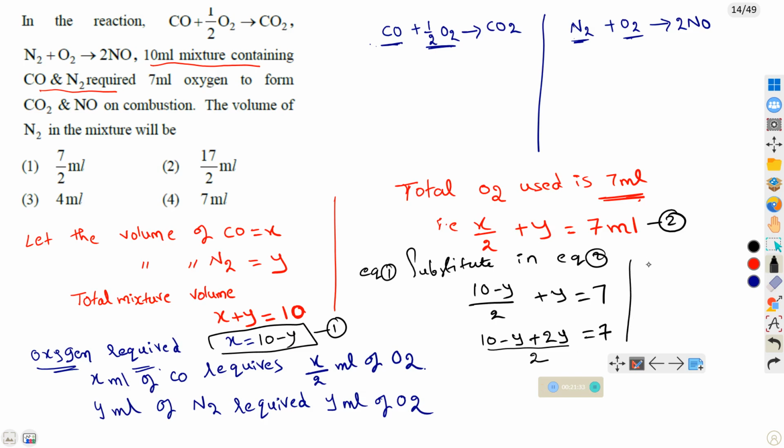10 plus Y is equal to 14. Y is equal to 4 ml. Y is nothing but N2. The question is related to N2. Third option is correct.